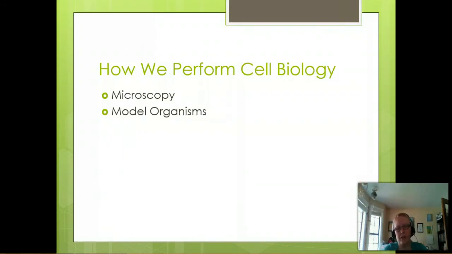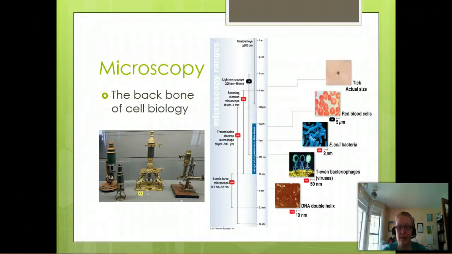So now let's talk a little bit about how we perform cell biology. We're going to talk about two different aspects of it: microscopy and model organisms. So first, let's talk about microscopes. Obviously, since cells are so small, we need to have a tool that helps us visualize them. And these are microscopes, and I'm sure you've been exposed to them at some point in time in one of your other classes, especially here at CWI.